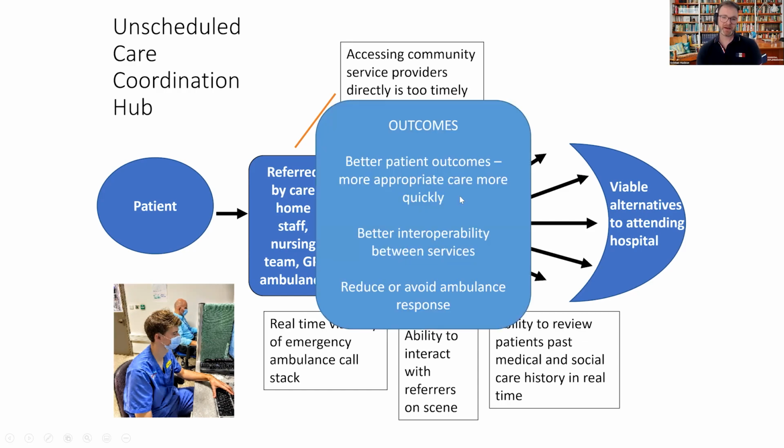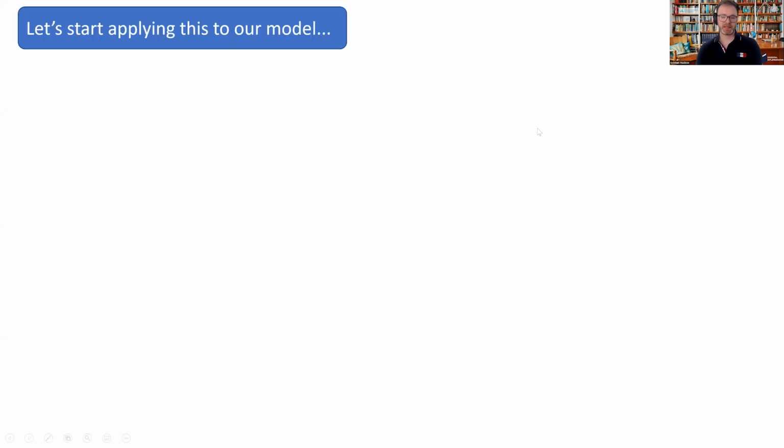And so the outcomes, ideally, it's aiming to get better patient outcomes, because if somebody's calling 999, it can take quite a long time for an ambulance to come, for them to get into hospital and then actually get what they need. Whereas the care hub, in theory, can get the more appropriate care more quickly. Also better interoperability between services, because now we've got this hub that can act as a central point for all the services in a healthcare system, to be communicating more efficiently. And then, of course, the big one is to reduce or avoid ambulance responses and ambulance conveyance rates, trying to take the pressure off them and free up ambulances for the people that have really acute injuries that really need it, and that can't be treated out in the community. So that's the intervention. Let's start applying this to our model.